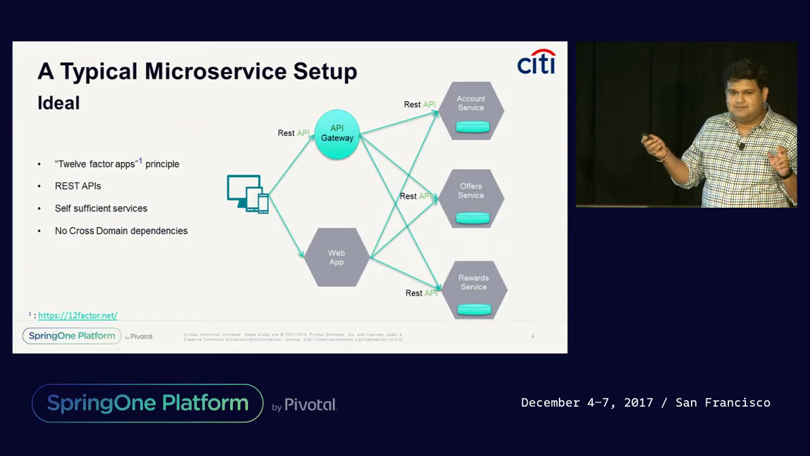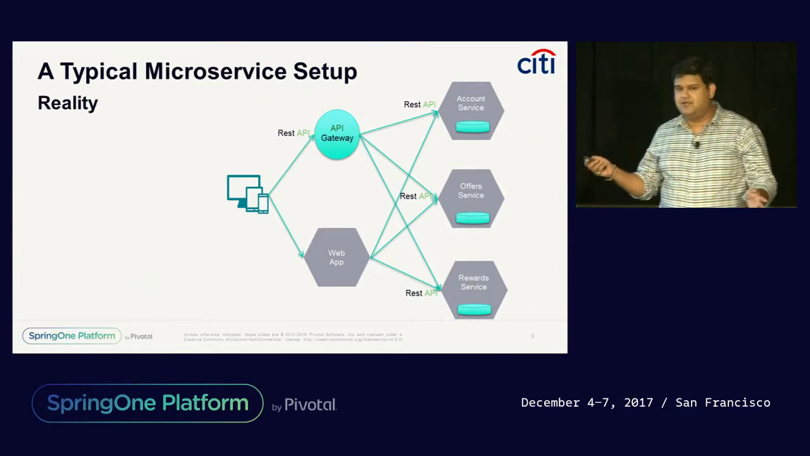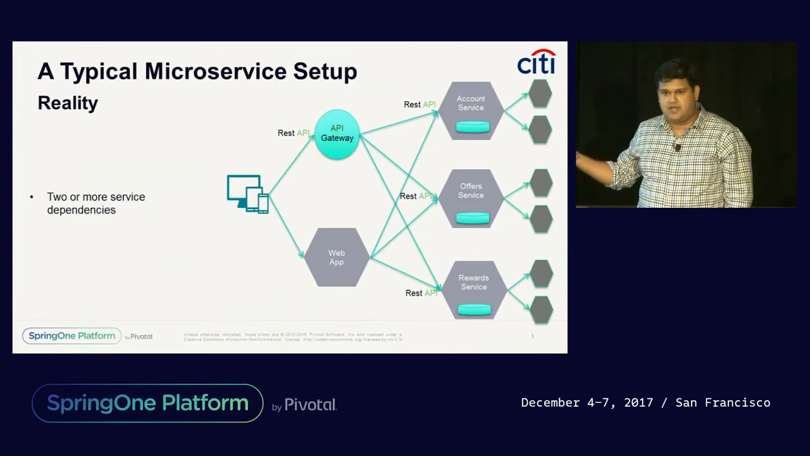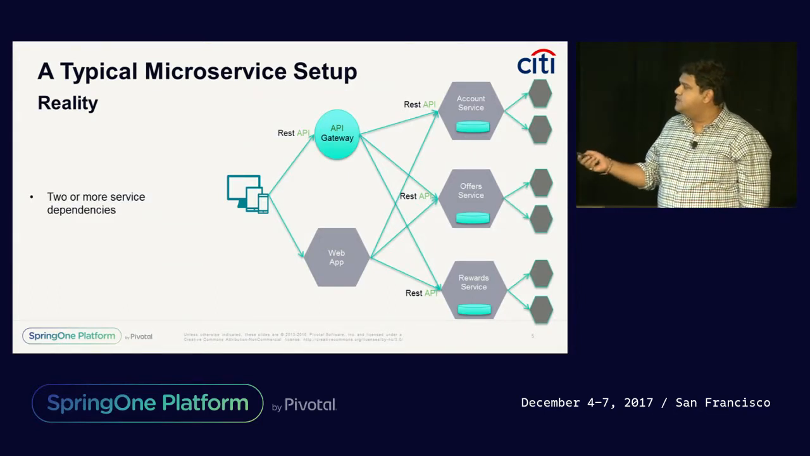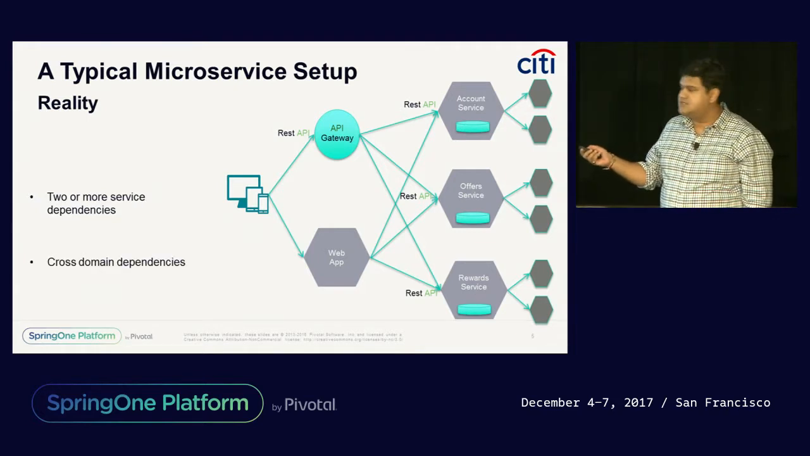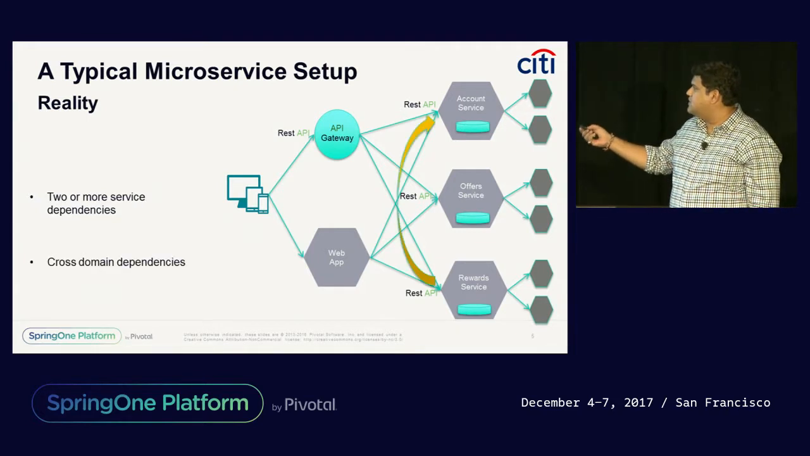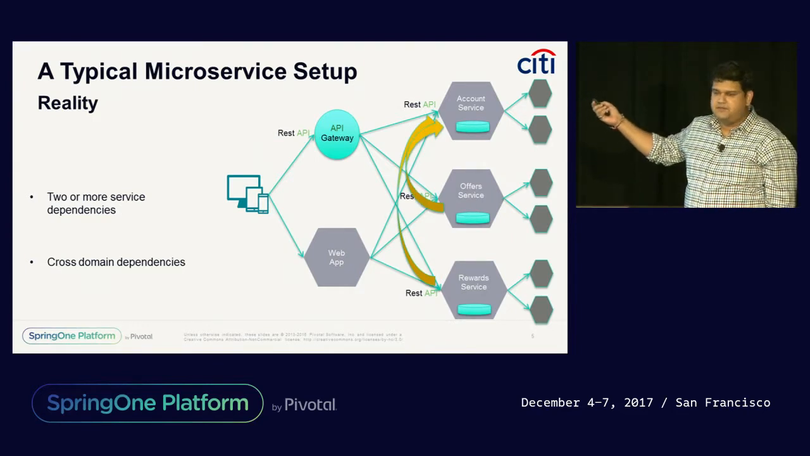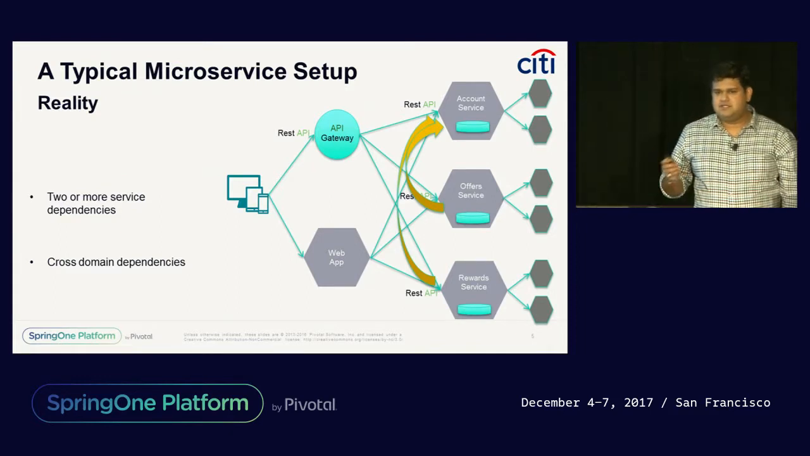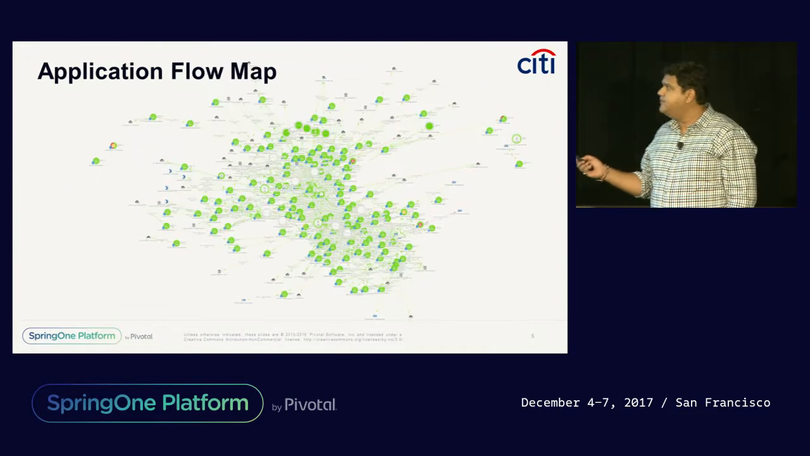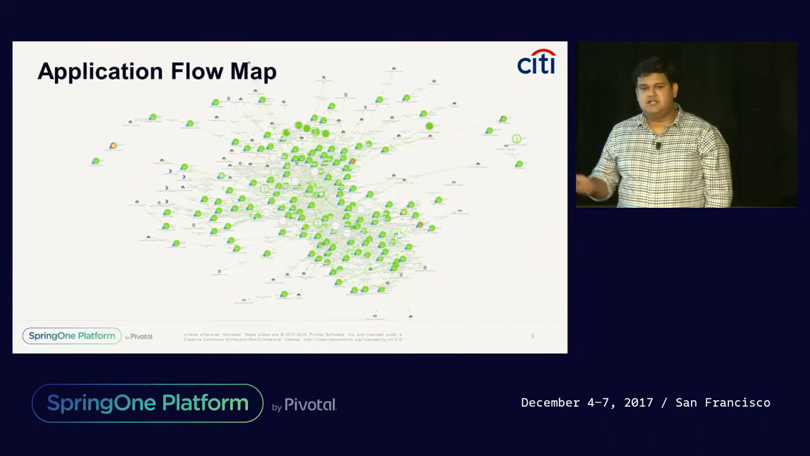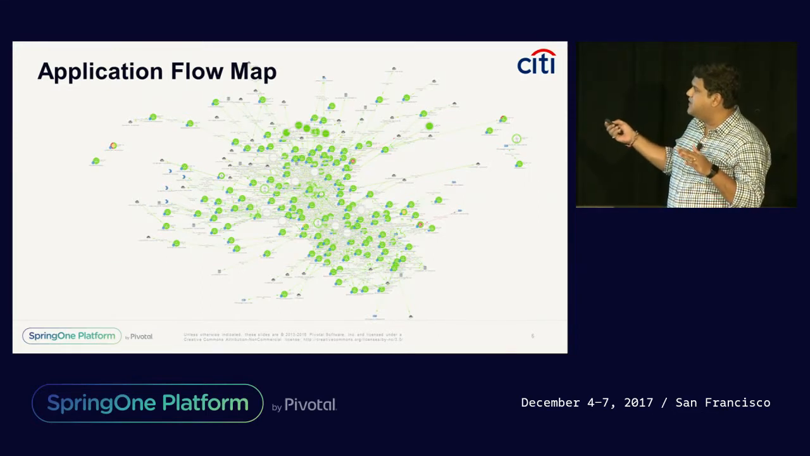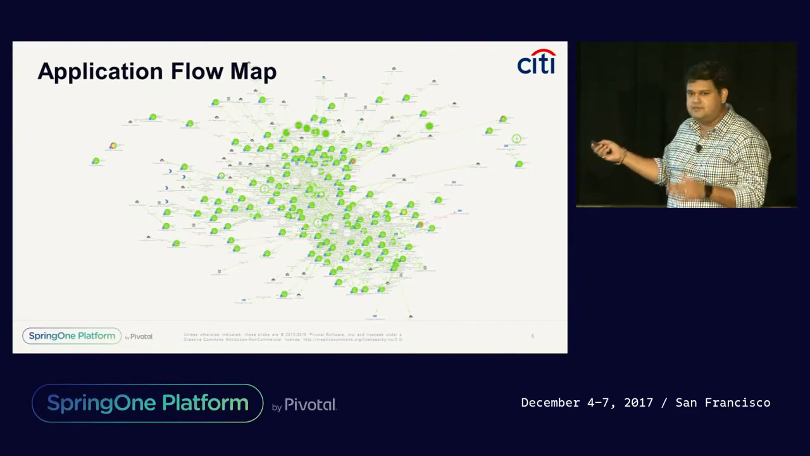But this is an ideal setup. We all know that reality is something different, right? So in reality, we have services which are dependent on 2 or more other services on an average. And to complicate things further, we have cross-domain referencing between services, which means, like in this case, my reward service is going to depend on my account service, and my offer service is going to depend on my account service as well. In order to give you a glimpse of this situation in production in real time, this is a service flow map of one of our digital applications at Citi in production. And you can imagine the level of inter-service communication and dependency you can expect in real time.